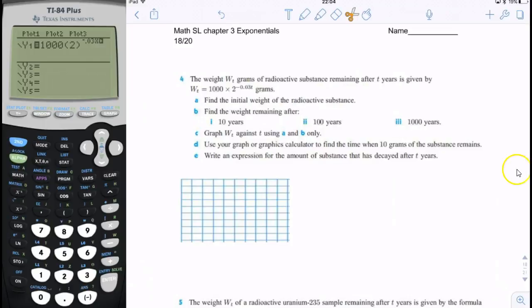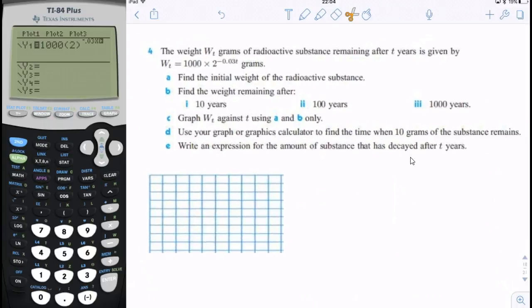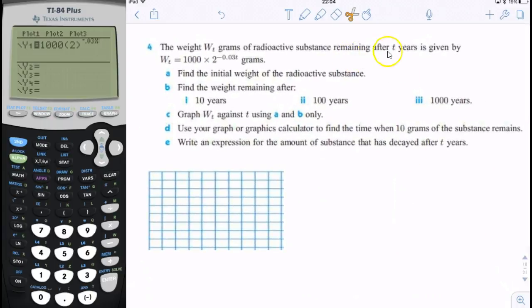Page 18 of exponentials. The weight, W subscript T, grams of radioactive substance remaining after T years is given by this equation. I put the equation into the screen y equals. Find the initial weight of the radioactive substance. Remember that the initial weight is always the multiplier if the equation is just in the form of the initial amount times an exponential. So the initial amount is 1,000.